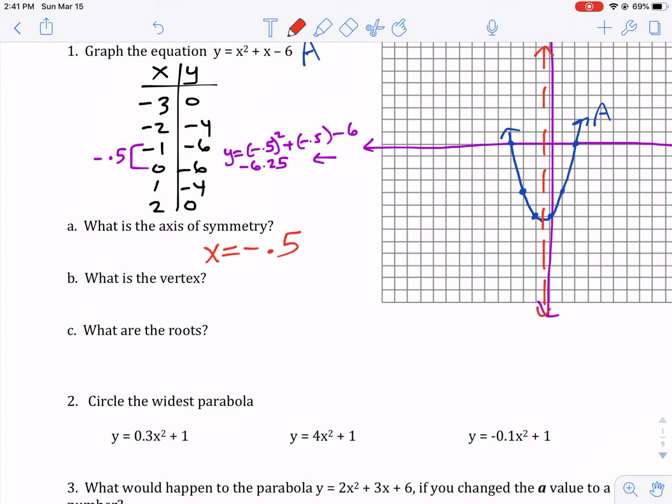Your vertex is the turning point. That's the one that we had to work to find. So -0.5 and -6.25. The roots are where it crosses the x-axis. Do not give the points, just give the x values of where it crosses, which is -3 and 2 are the roots.